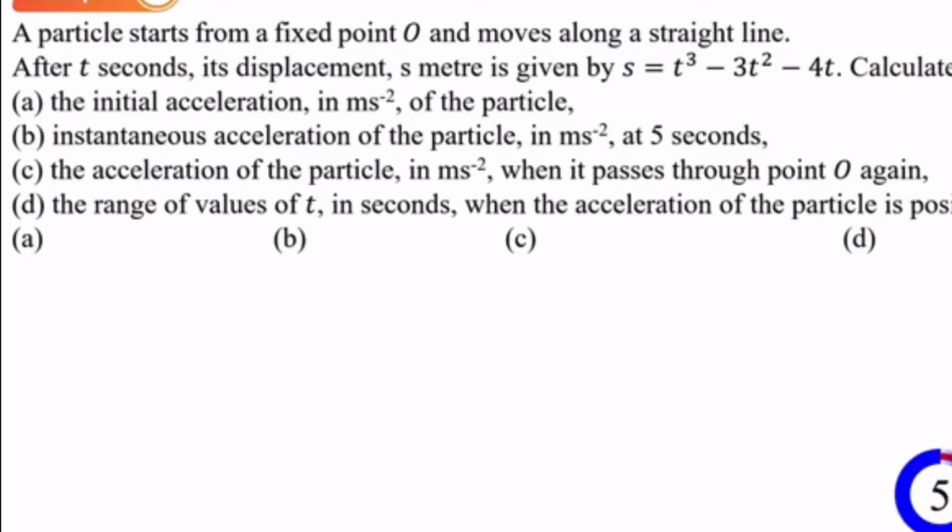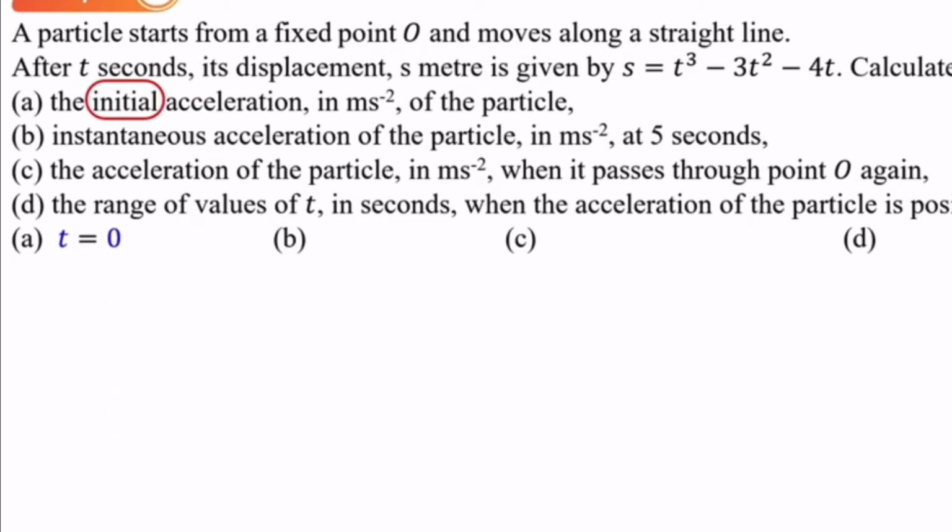Now let's have a look at example 10. A particle starts from a fixed point O and moves along a straight line. After t seconds, its displacement s meter is given by s equal to t cubed minus 3t squared minus 4t. Calculate the initial acceleration in meter per second squared of the particle.